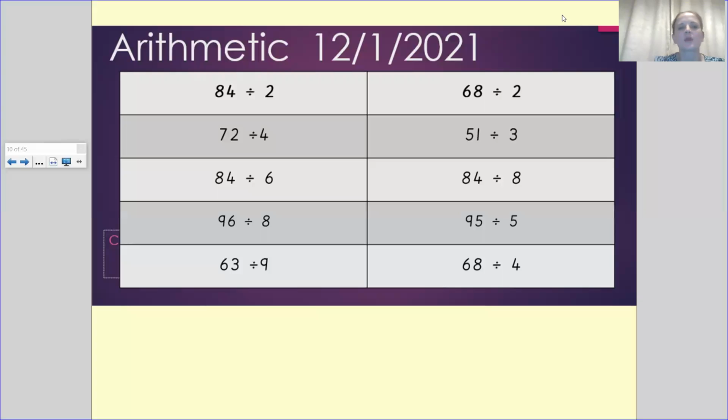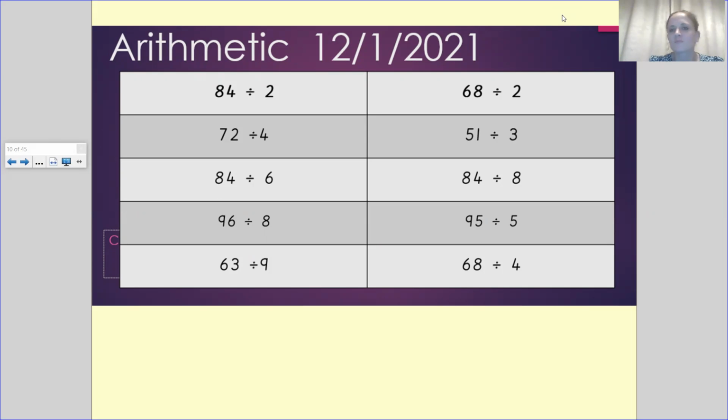So before we start, can you get a piece of paper and a pencil, or your whiteboards and your whiteboard pens? And we're going to start with our arithmetic. So our arithmetic today is focusing on division.